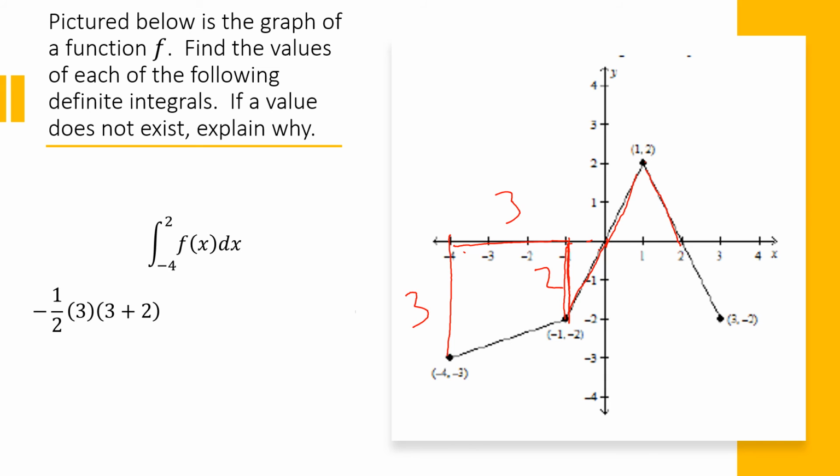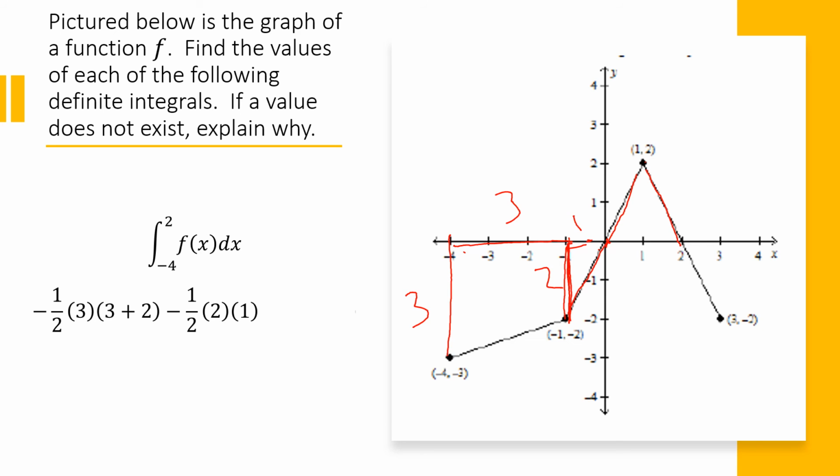Then I'm going to add on this triangle piece from -1 to 0. And so I know the formula for a triangle is 1/2 base times height, but again, it's going to be negative because it's below the x-axis. So I have -1/2, 2 is my height, and then my base is 1.